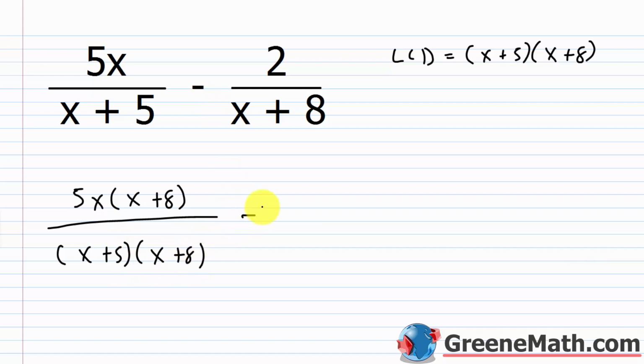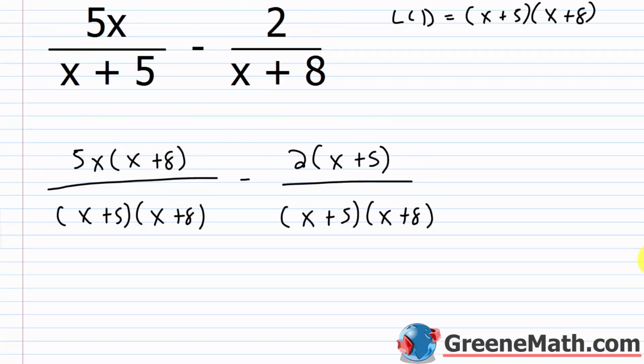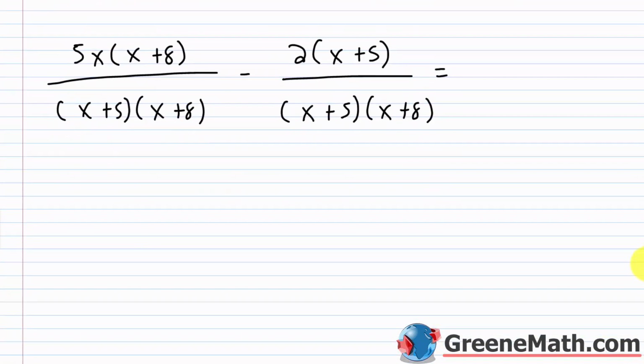And then we have minus 2 that's going to be multiplied by x plus 5, that quantity, and then this is over x plus 5 times x plus 8. Okay? The main mistake that you might make, ensure that you use parentheses around these guys because you've got to distribute everything. Very important to remember that, otherwise you're going to get the wrong answer. So let me put equals here and equals here. And let's continue.